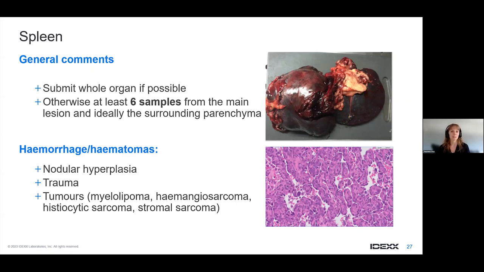So ideally, spleen is one of the organs that we would like to see in total. We would like to see the whole spleen if possible, but if you don't have enough formalin, or you can't do this for whatever reason, then it's really helpful to sample a couple of areas of the spleen, I would say, and potentially a bit more of the area that you are concerned about.